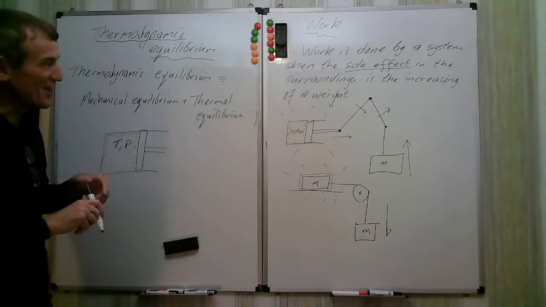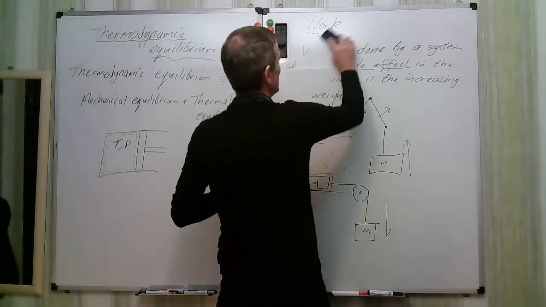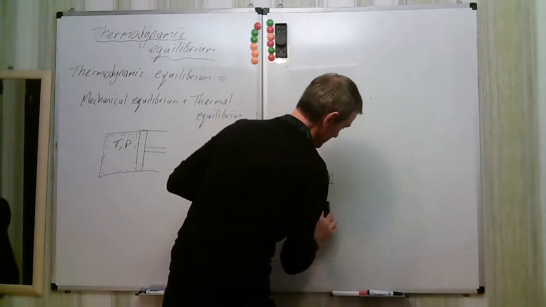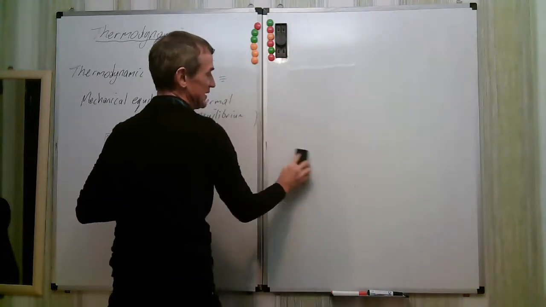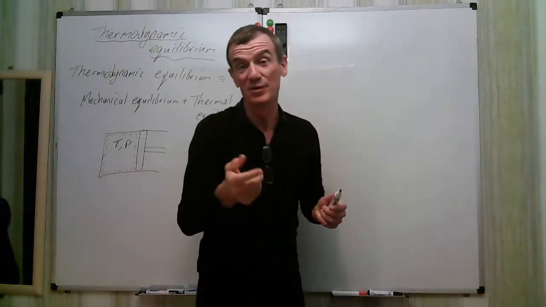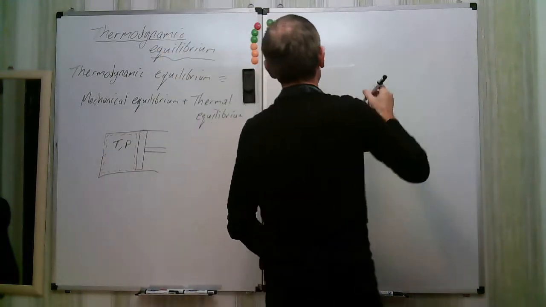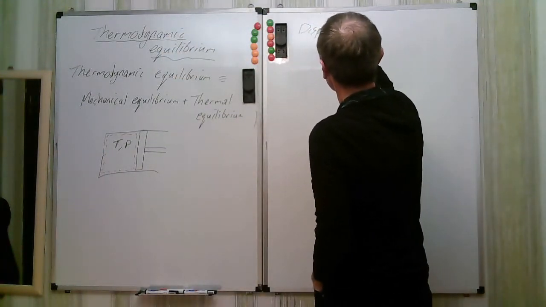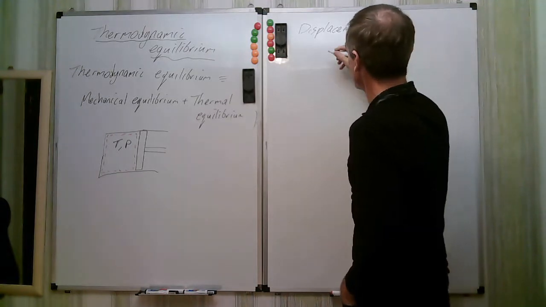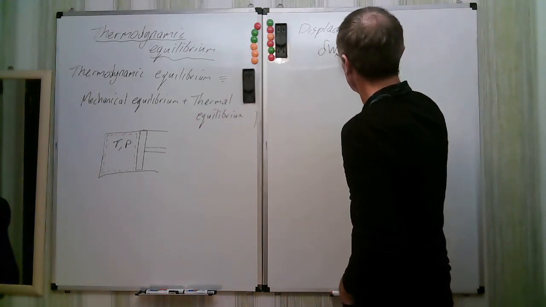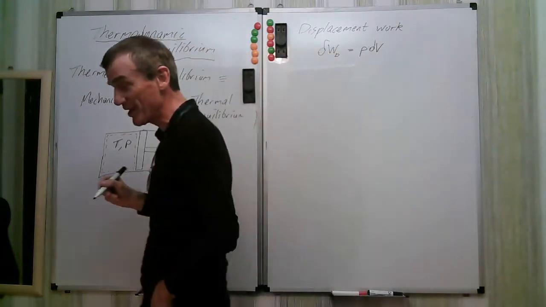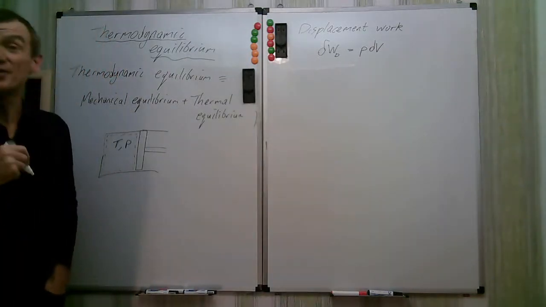Okay, so that's that. And the next thing I want to do is look at displacement work. There are two types of work I'm going to focus on in the course: one is displacement work, and the other is shaft work. I'm just going to put the formulas up for these. Displacement work, delta W, is equal to PdV. So P is pressure, and dV is a change in volume.